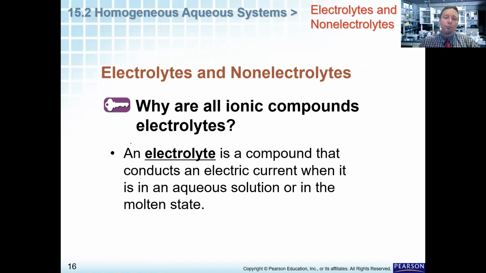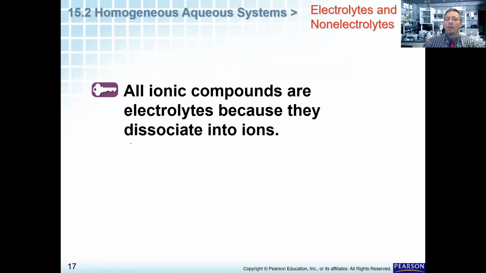However, if you melt it or dissolve it in water, so molten is melted, it will conduct electricity. And that's a property of ionic compounds, and that's what an electrolyte is. An electrolyte is a compound that conducts an electric current when it is in aqueous solution or in the molten state. So all ionic compounds are electrolytes because they dissociate into ions. So all of them are.